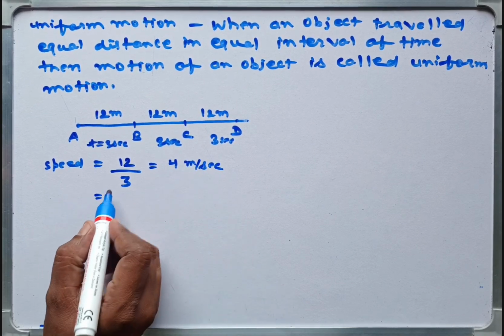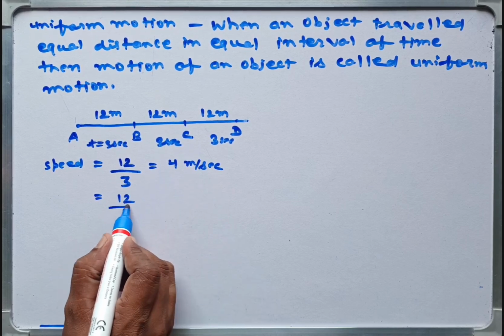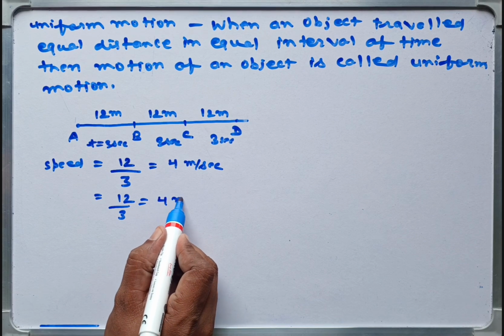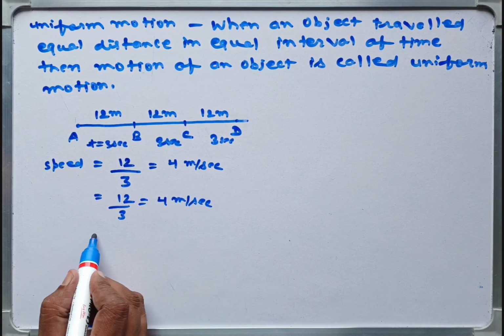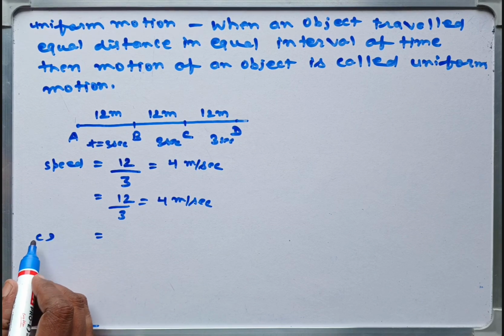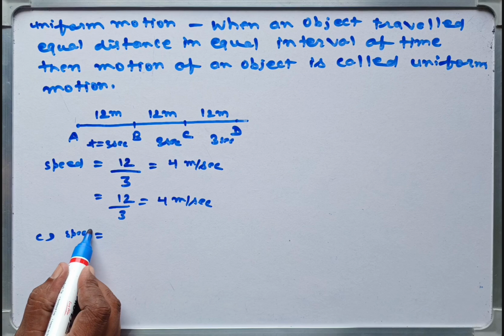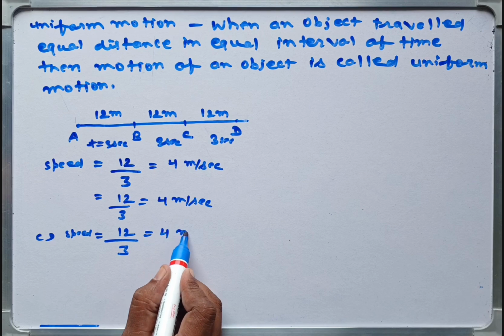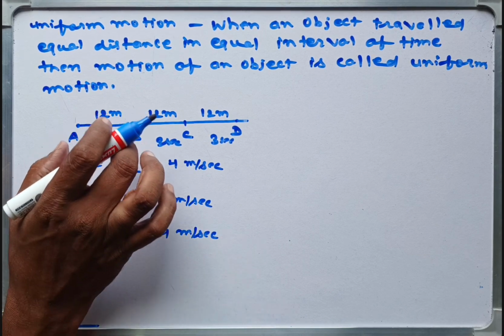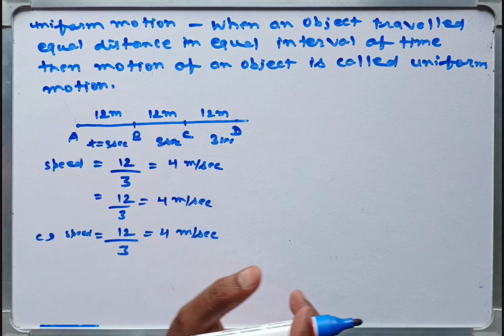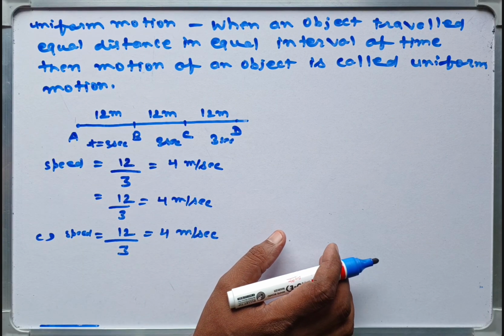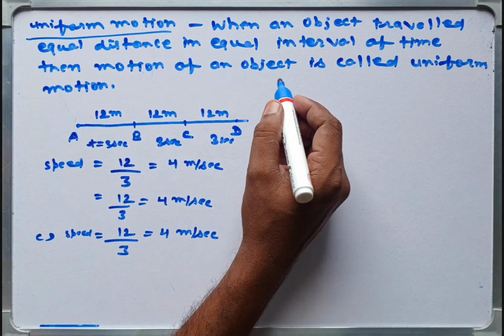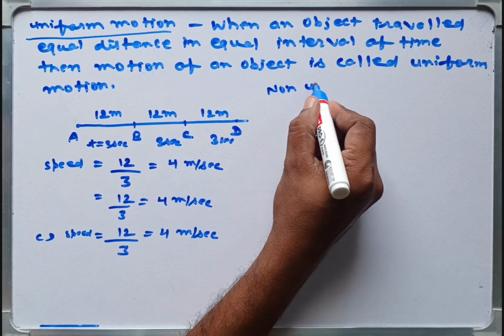Okay, the next one, B to C, also 12 by 3, so this is also 4 meter per second, and again in interval C to D, speed is distance 12 and time elapsed 3 seconds, this is 4 meter per second. So what you see, in equal time it travels equal distance, so such type of motion of an object is called uniform motion.